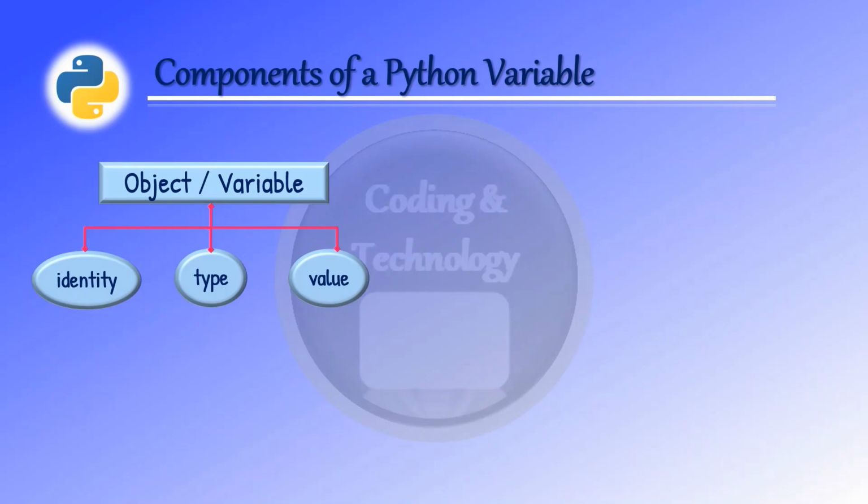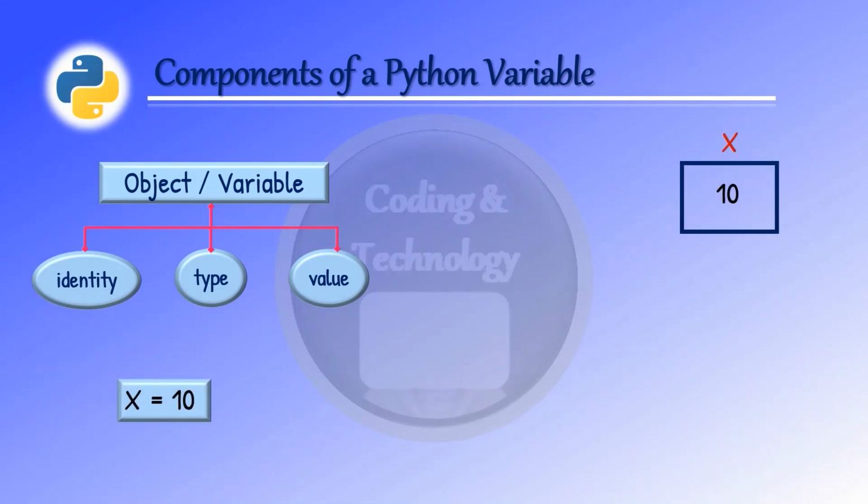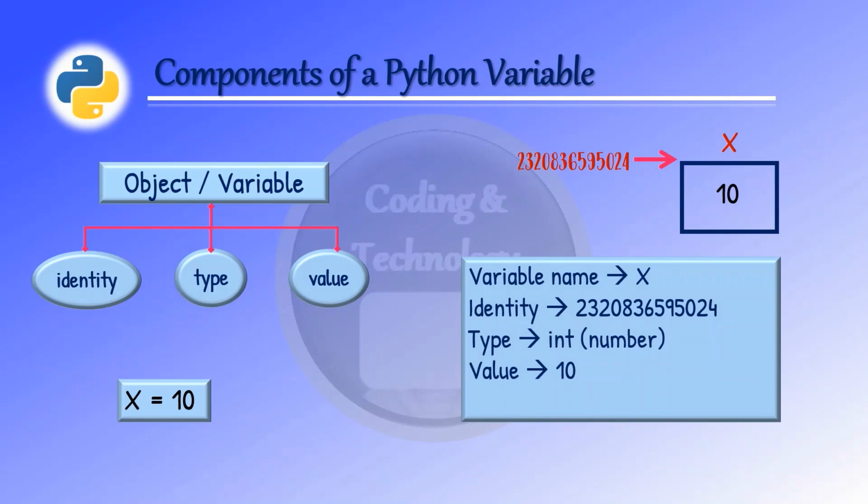To bind a value to a variable, we use the assignment operator, that is the equal symbol. For example, x equal to 10. Here, the variable name is x, identity is a long integer, type is int and value is 10.